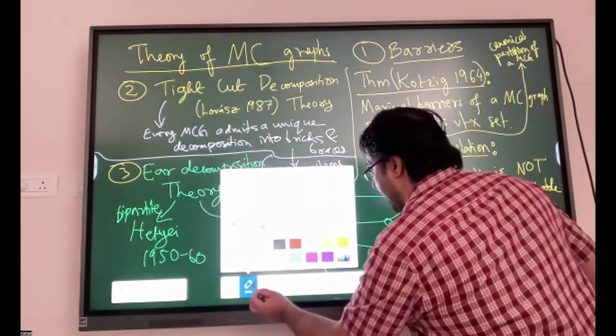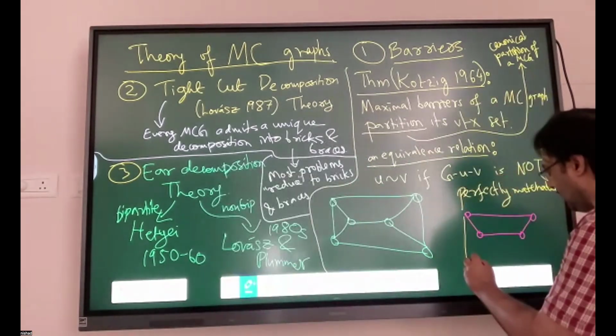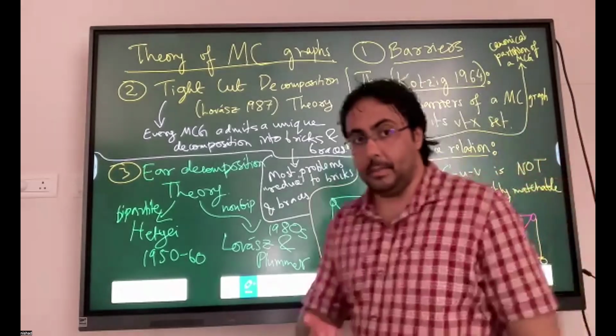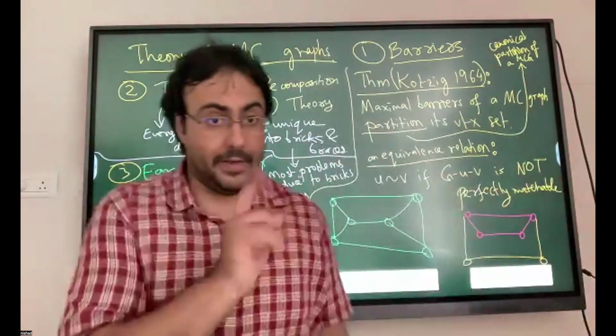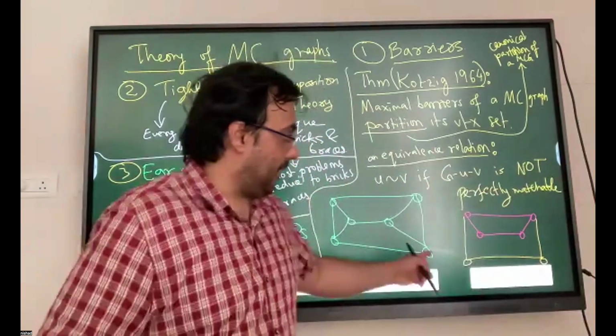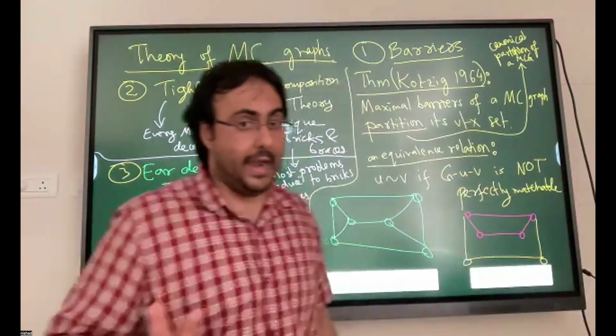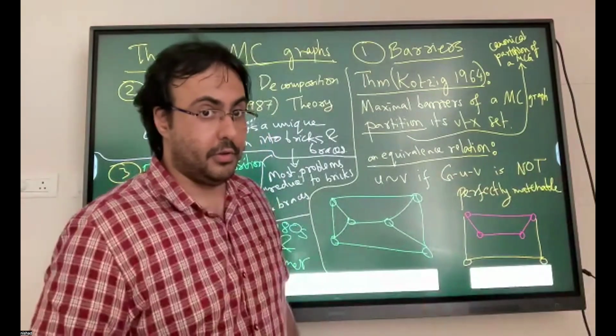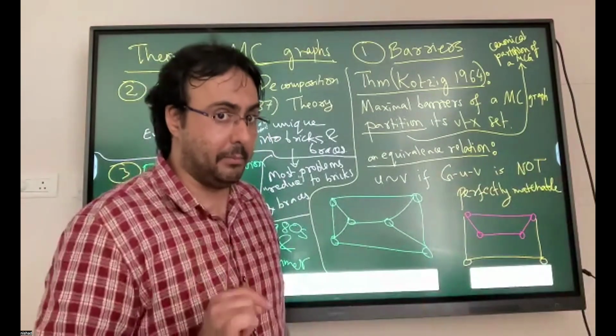Now what I will do is, I will add an ear, a path of odd length. Odd length, because by length I mean the number of edges. Okay? Because the number of vertices has to be even, you can't add paths of even length. You have to add paths of odd length, so that the number of vertices is an even number.